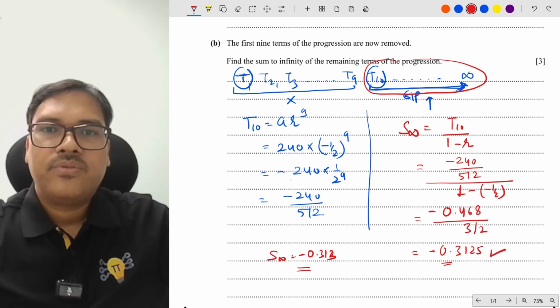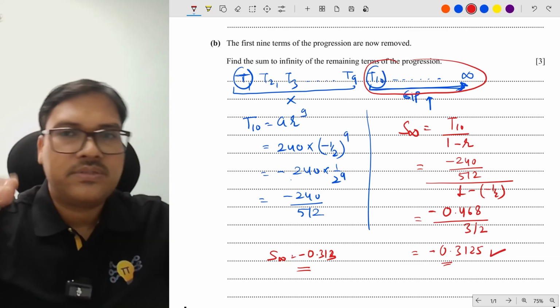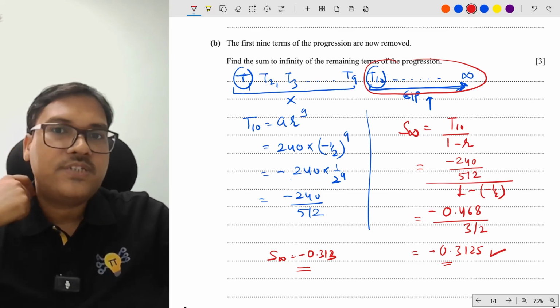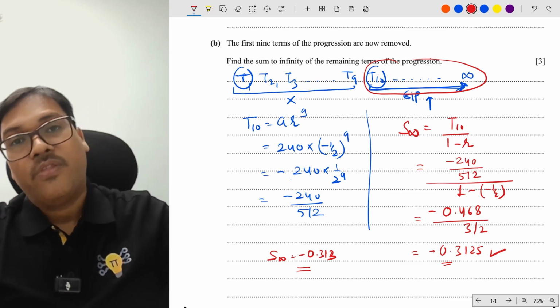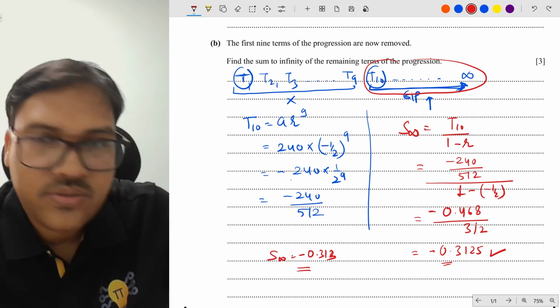I hope this is clear. So you can see that if I remove the first 9 terms, the remaining series is also an infinite GP, and you can find the sum of this infinite GP with the same formula, but the first term will change. The first term will change for the infinite sequence. Okay, so that is the answer for this question.